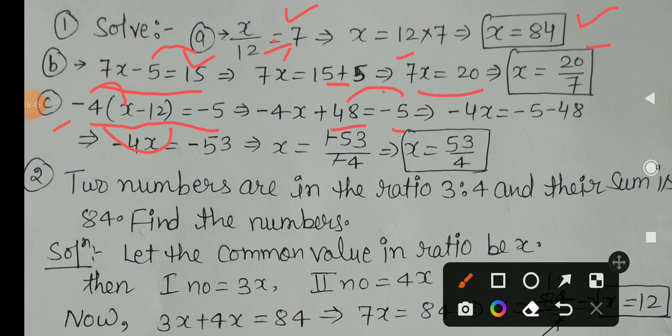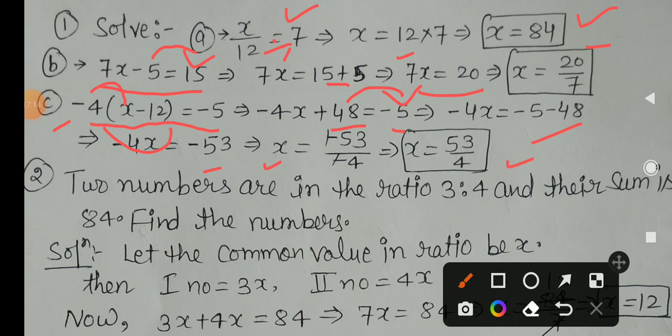This 48 goes to the other side, so minus 4x is equal to minus 5 minus 48, and adding these you get minus 53. So minus 4x is equal to minus 53, and x is equal to minus 53 upon minus 4. Minus cuts with minus, so x is equal to 53 upon 4. So this is the value of x.